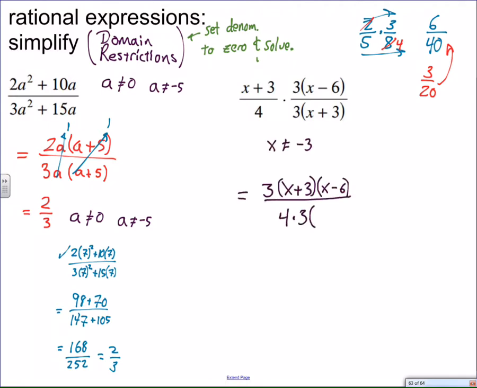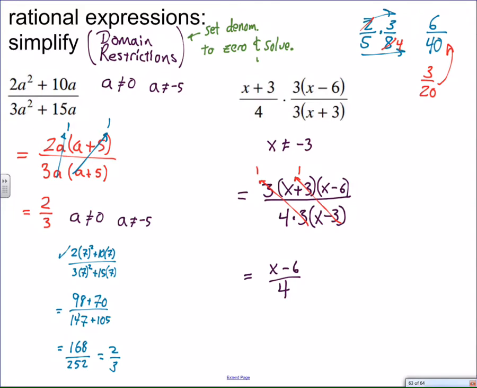I put down my domain restriction right away, sorry. And right here I can show that I just took the 3, the x minus 6, and the x plus 3 and multiplied them all together for the numerator. I took the 4, the 3, and the x plus 3 and multiplied them all together for the denominator. And then I divided out common factors, x plus 3. I think there should be a plus sign there.